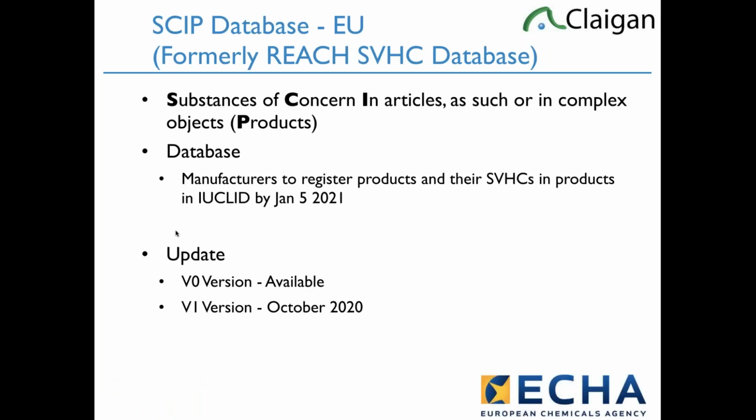So we're talking today primarily about SCIP, substance of concern in articles as such in complex objects, products. SCIP: manufacturers of products that contain an SVHC above 0.1% by weight in any component in the product need the product, the component, and the SVHC registered in the system by Jan 5th, 2021.